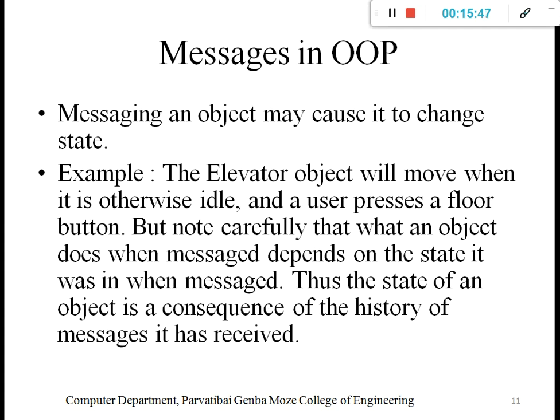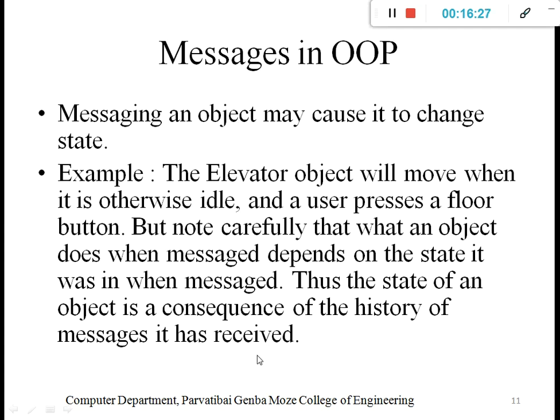We will understand with a general example. An elevator object will move when it is otherwise idle and the user presses a floor button. If we click floor 5, it moves to floor 5. That means the user sends a message to the elevator and it moves. What an object does when a message arrives depends on its state. Thus the state of an object is a consequence of the history of the messages it has received.